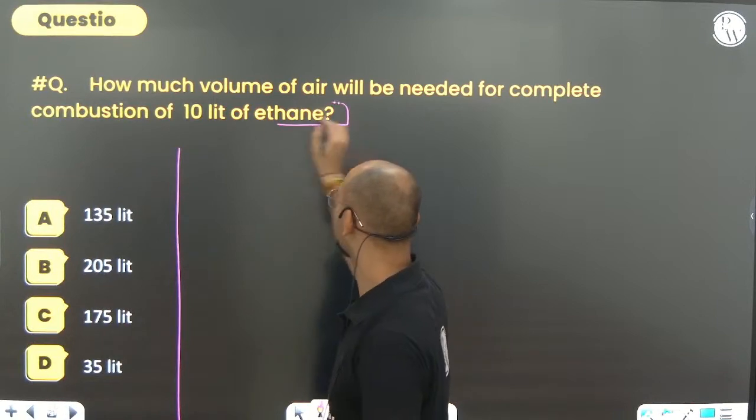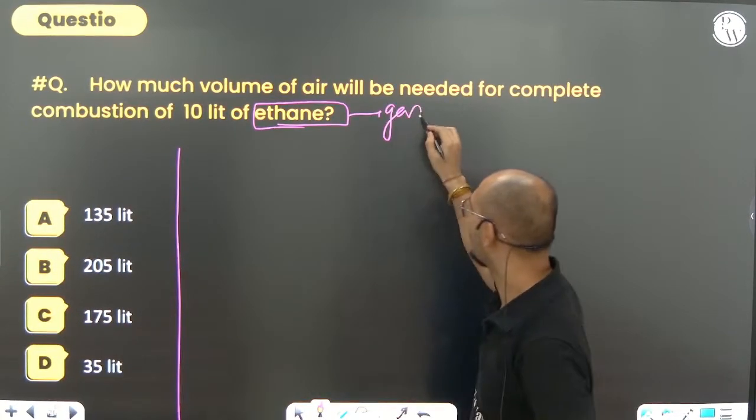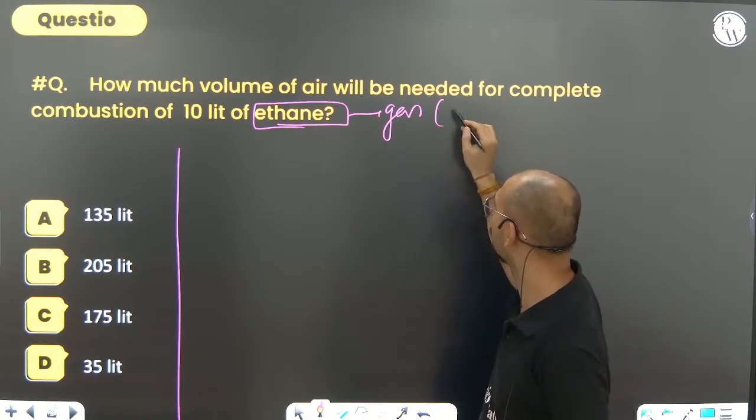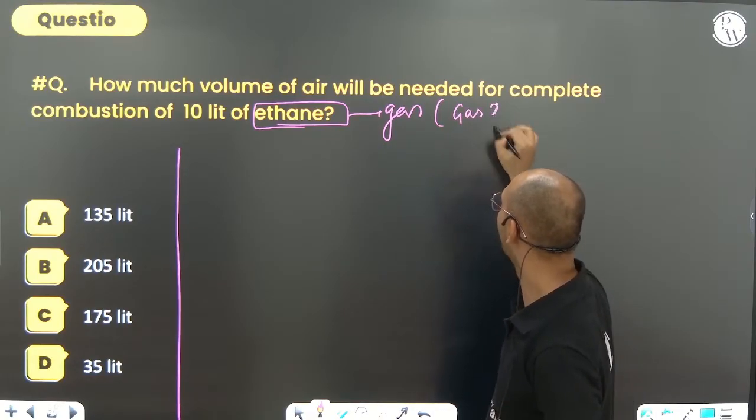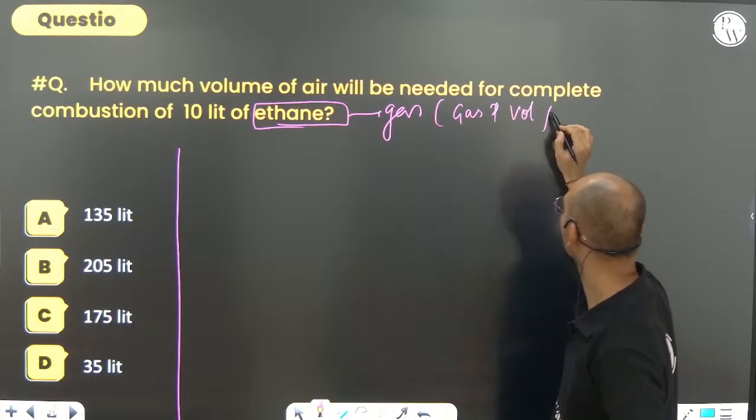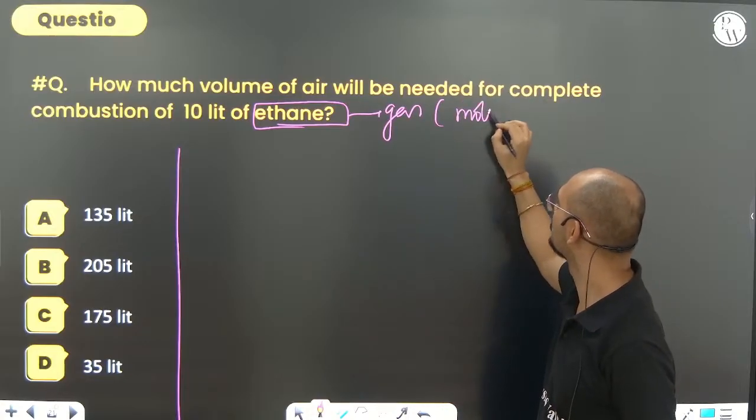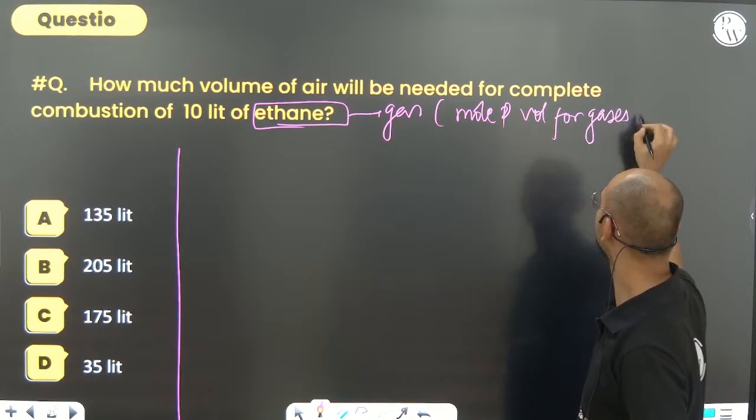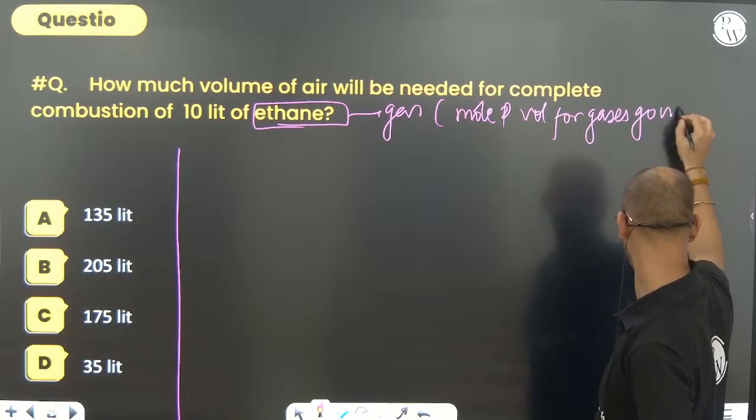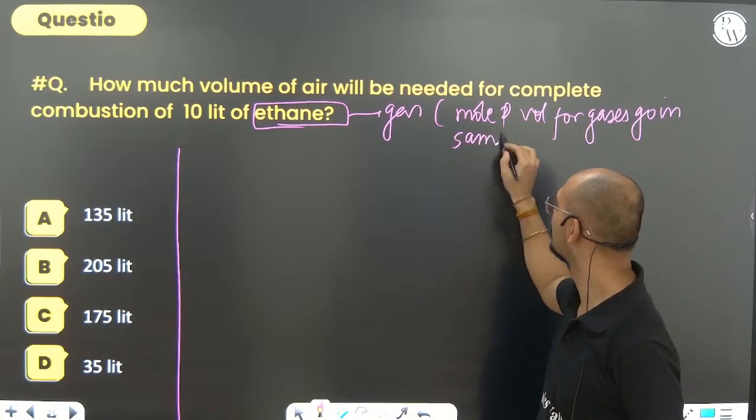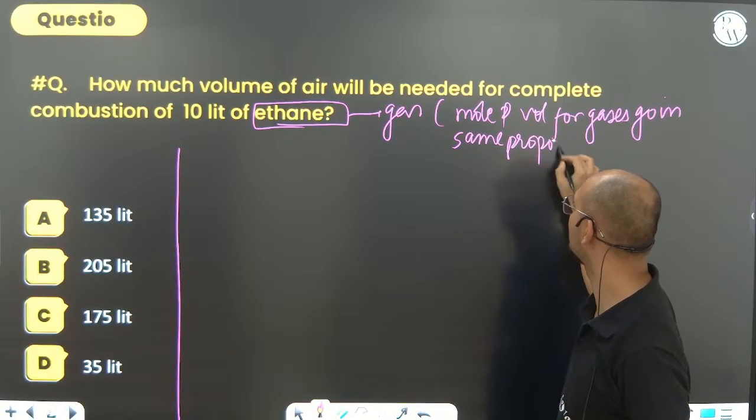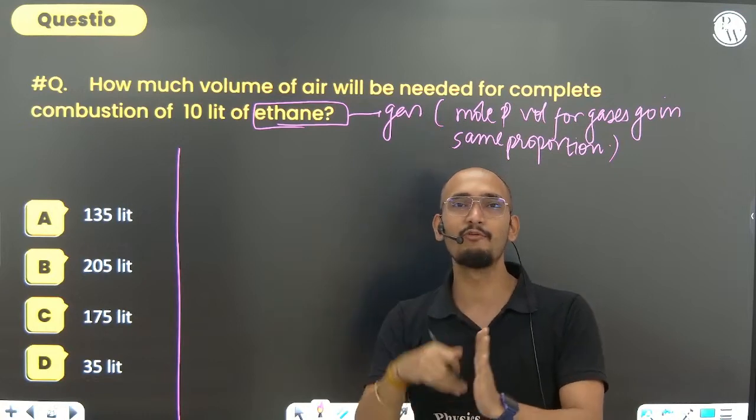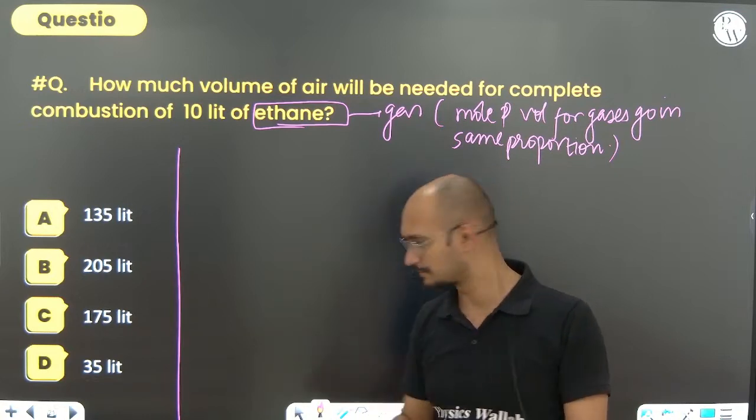Always remember, ethane is a gas or liquid? It is gas. एक बात याद रखना, gases according to mole concept में तुम लोगों ने पढ़ा होगा that gas moles and volume for gases go in same proportion. मतलब always remember, if moles becomes double, the volume will also become double. Okay, simple thing you have to keep in mind.